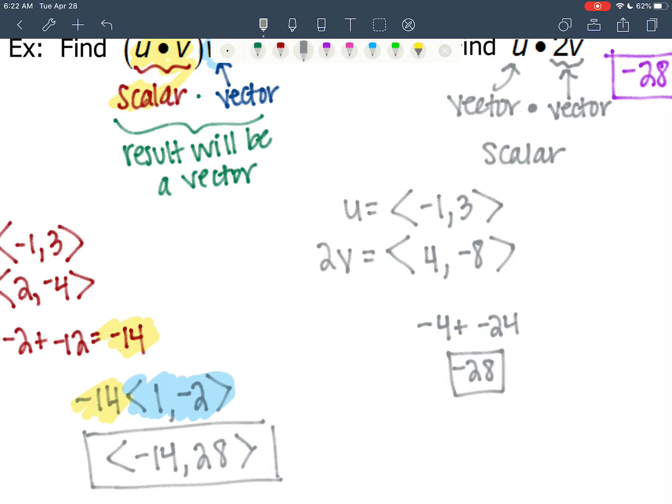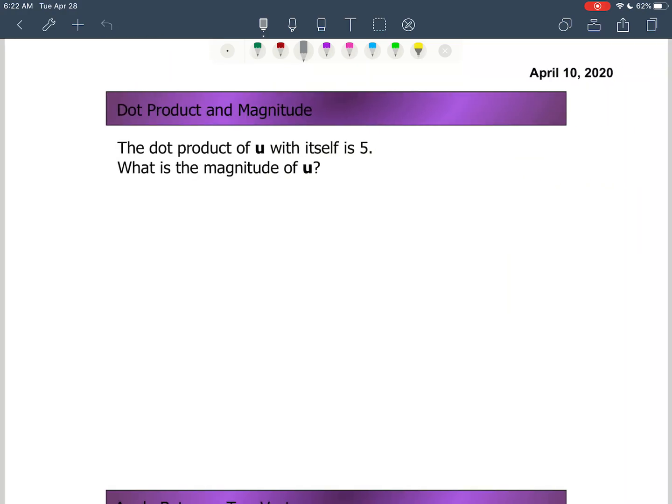Okay, now that we've gotten some practice with the dot product, trying to say practice and dot product at the same time, it doesn't work. Now that we've gotten some practice with the dot product, we're now going to incorporate magnitude.